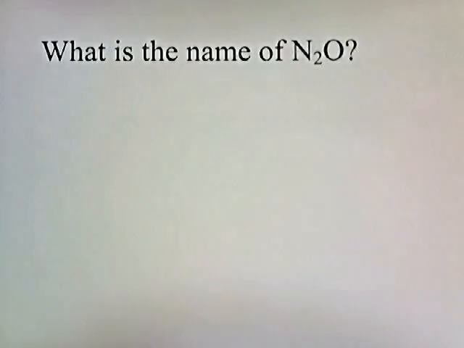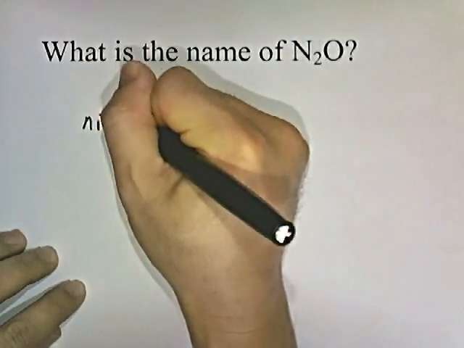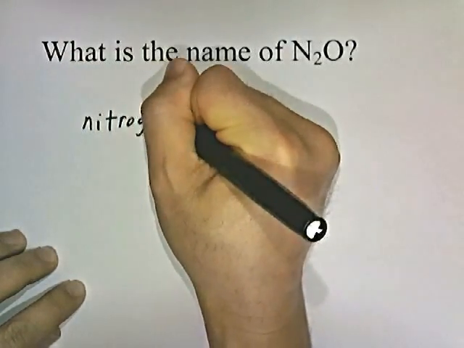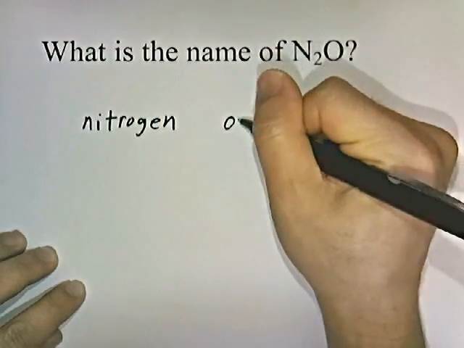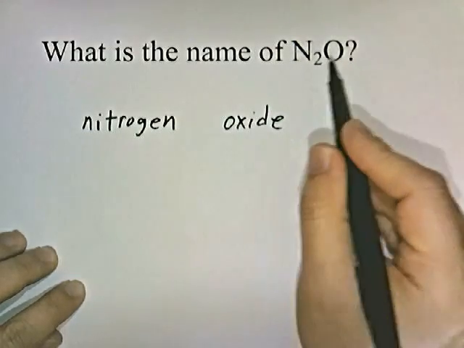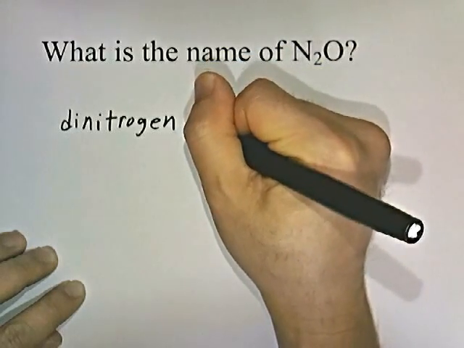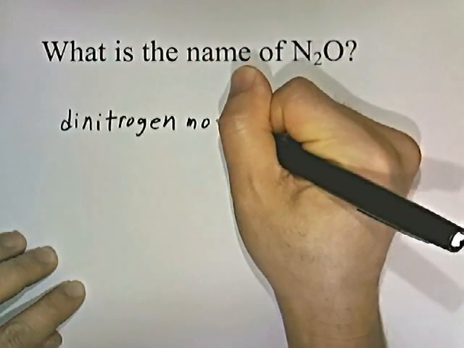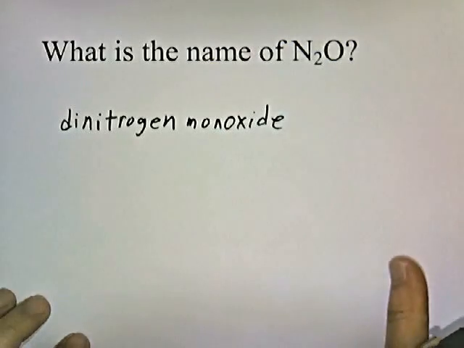What is the name of N2O? All right, nitrogen and oxygen. So nitrogen, and then oxygen, so we'll call it oxide. All right, two nitrogens, one oxygen, so dinitrogen monoxide. Okay, and I guess it's not monooxide. Well, yeah, we're dropping an O.